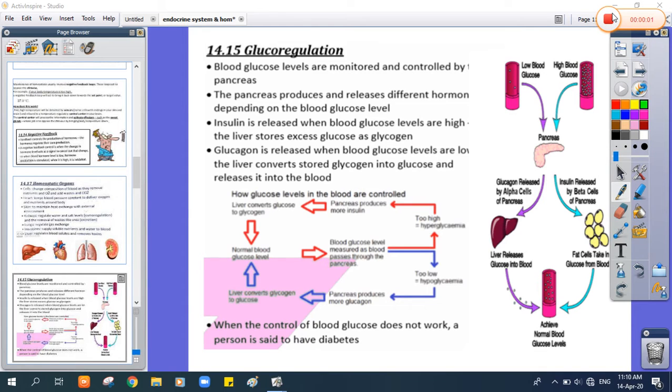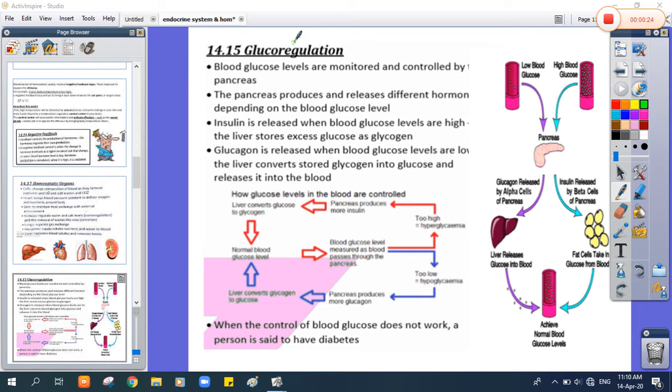Hello, Year 9. In today's session, we will discuss two important processes of homeostasis. The first is glucoregulation, and the second is thermoregulation. So let's start with the first process, which is glucoregulation.